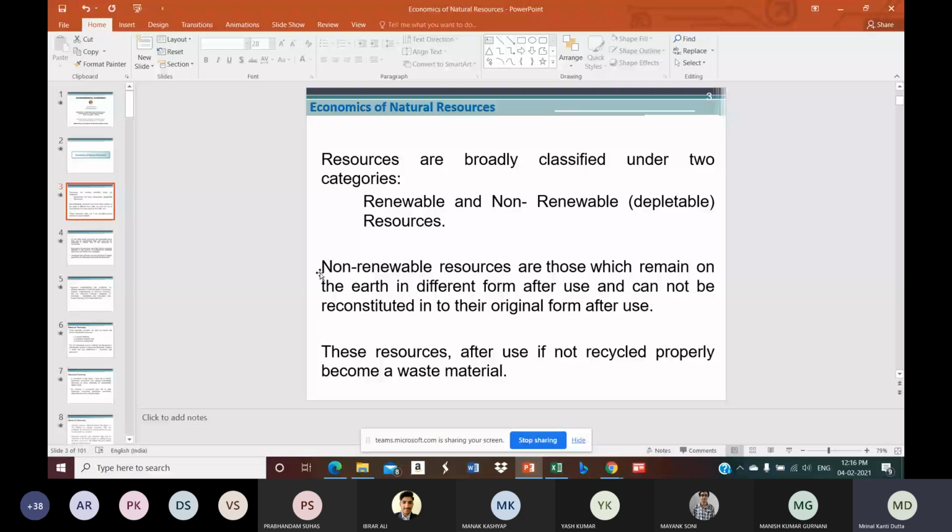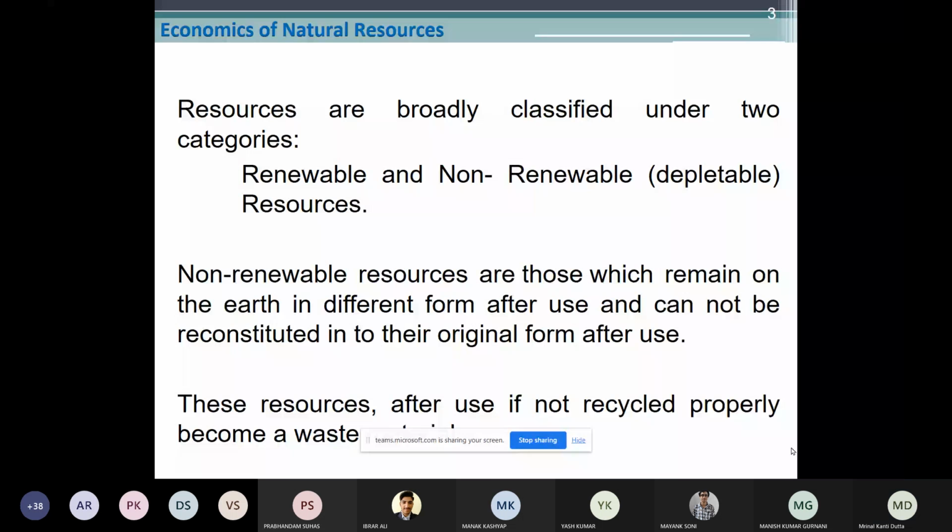So this is the definition that we talk about in the case of renewable and non-renewable resources. Okay, so let's do it.